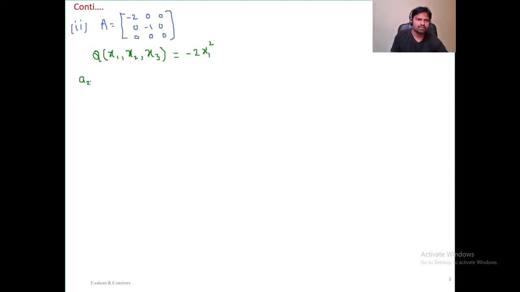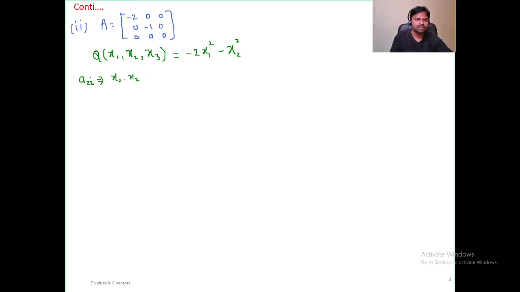Already I told you, a22. This 2 shows the second variable, again 2, again the second variable. So you remember it like this. So x2, the second variable, into again x2. That means this is the x2 square coefficient, a22. Like that you remember. Okay. So its coefficient is minus 1. So minus x2 square. And 0 into x3 square, so that is not required. So finally this is the quadratic form.